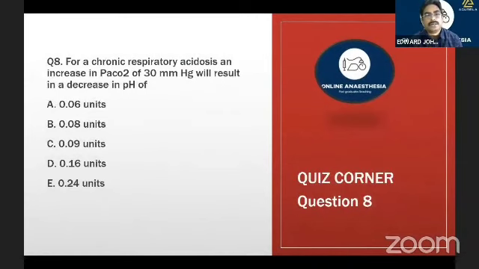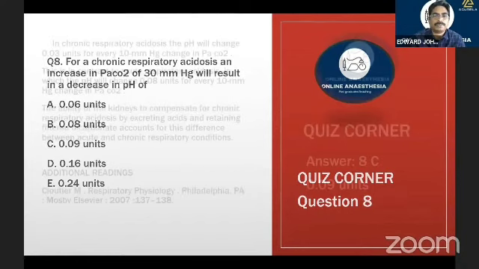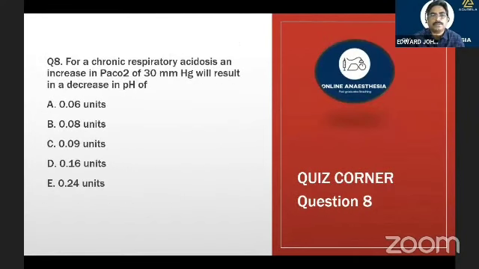For chronic respiratory acidosis, an increase in PaCO2 of 30 will result in a decrease in pH of: 0.06 unit, 0.08, 0.09, 0.16, or 0.24. The first question I asked was about acute respiratory acidosis. Here it is chronic respiratory acidosis, the relation of pH with PaCO2. Poll please.